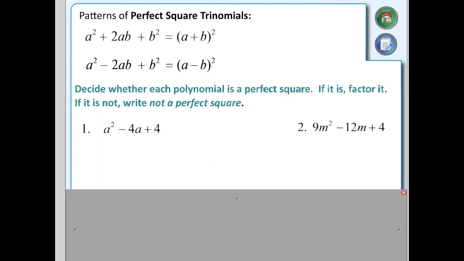Okay, let's go try a few. It says, decide whether each polynomial is a perfect square. If it is, factor it. And if it's not, write not a perfect square. All right, so here's what we do.